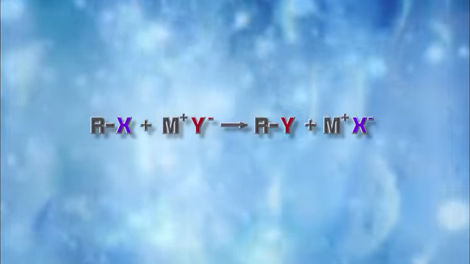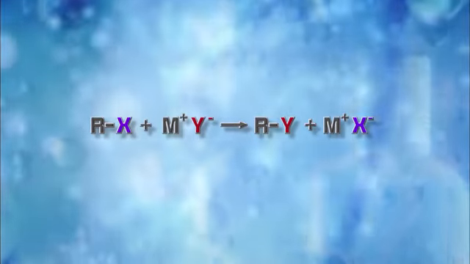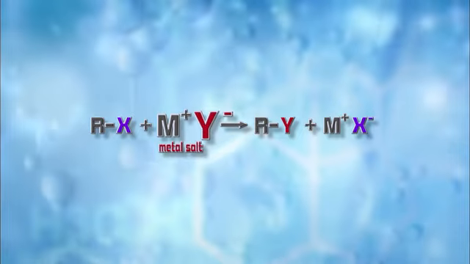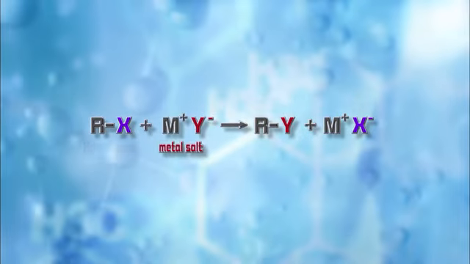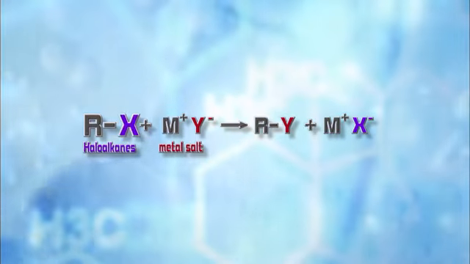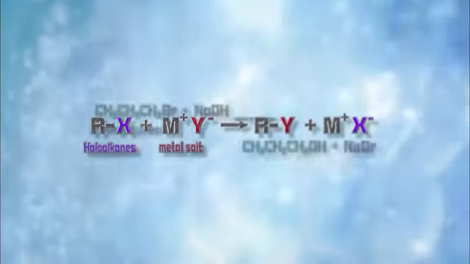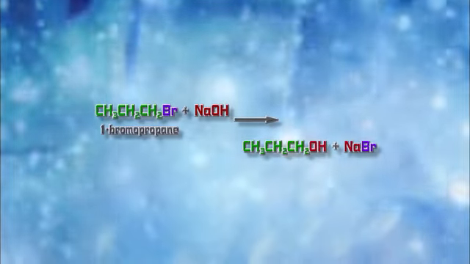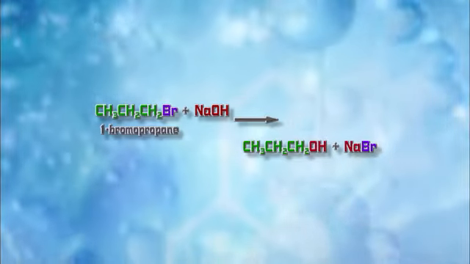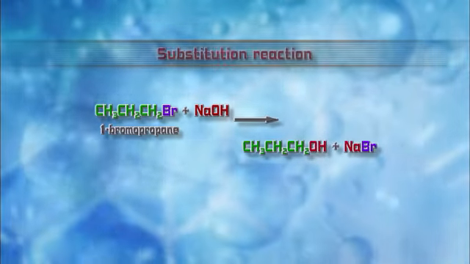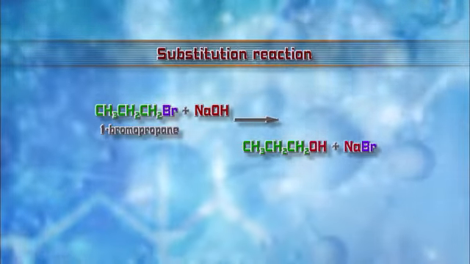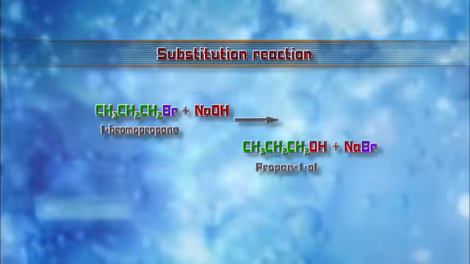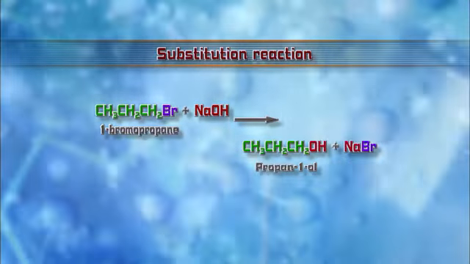Substitution reactions are typical reactions of haloalkanes. Here illustrates the use of an anion, Y-, of a metal salt to substitute for a halogen, X, of a haloalkane. In this example, the bromine atom in the haloalkane is simply displaced by a hydroxyl group, hence a substitution reaction. Propanol is formed after the displacement of the bromine atom.